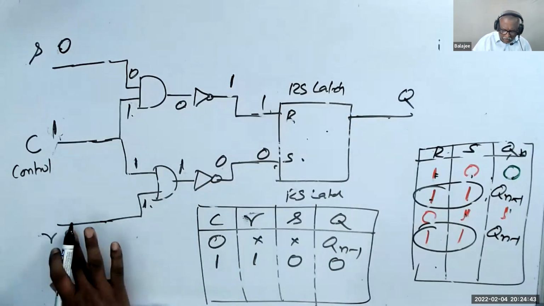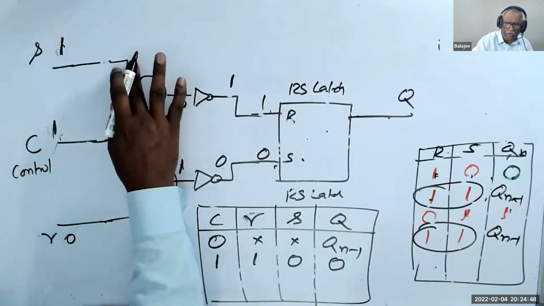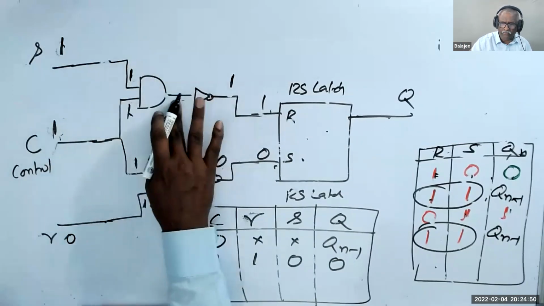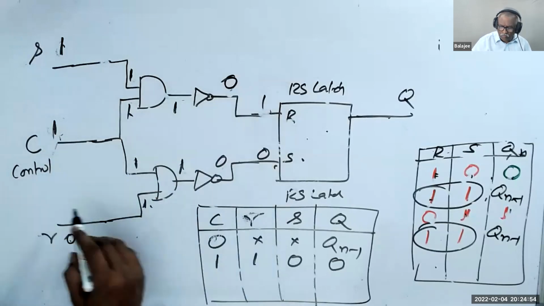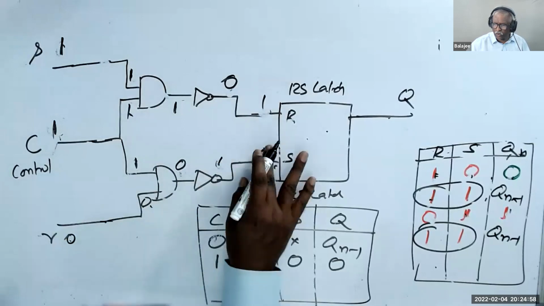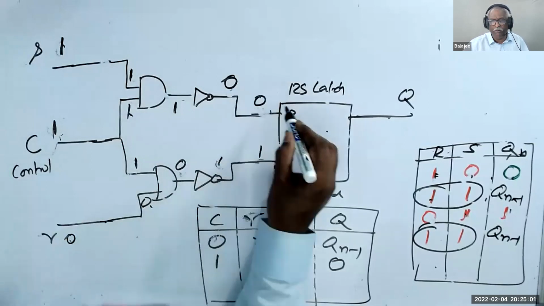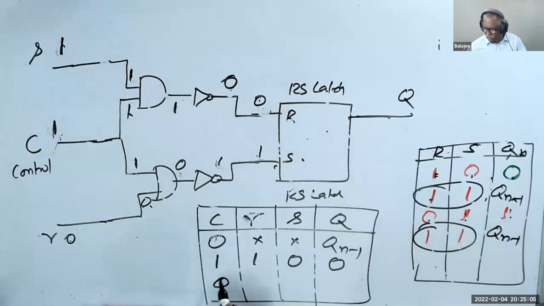Now I make R as 0, S as 1. What happened? 1, 1. This becomes 1. And this becomes 0. This is 1, 0. This becomes 0. And this becomes 1. See that? Now R becomes 0, S becomes 1. R0, S1 means 1. C is 1.